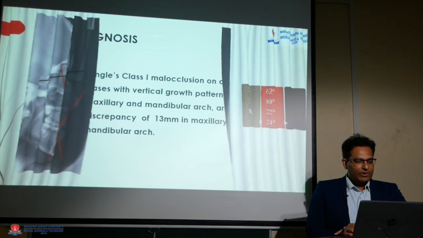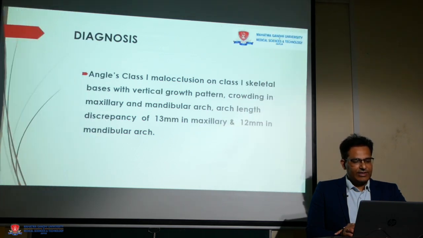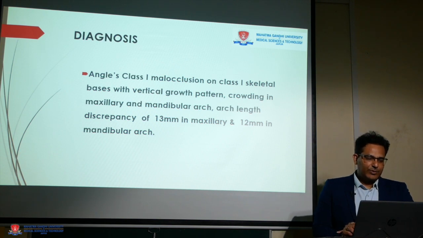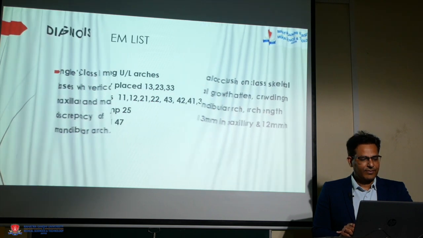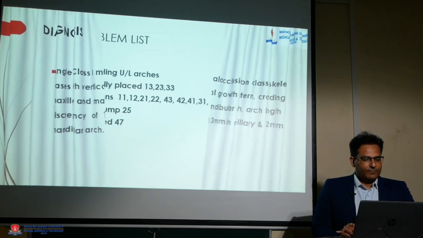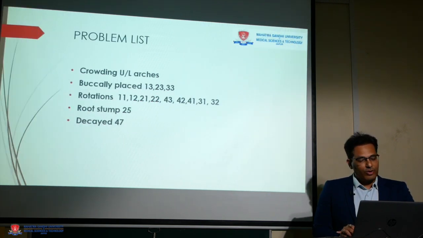Once all the records are checked, we formulate a diagnosis for the patient. For this patient, it was Angle's class 1 malocclusion on a class 1 skeletal base with a vertical growth pattern. Crowding was observed in the maxillary and mandibular arch, and the tooth material arch length discrepancy was 13 mm for the maxillary arch and 12 mm for the mandibular arch. Now the problem list is formulated according to the situation of the patient.